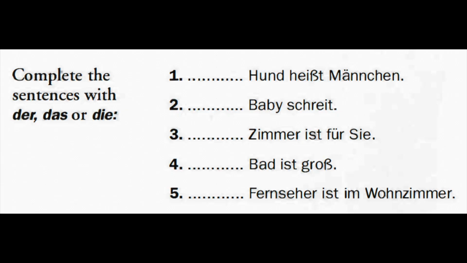Practice time. 5 sentences. Der, die, or das. 1. Der Hund heißt Männchen. 2. Das Baby schreit. 3. Das Zimmer ist für sie. 4. Das Bad ist groß. 5. Der Fernseher ist im Wohnzimmer.